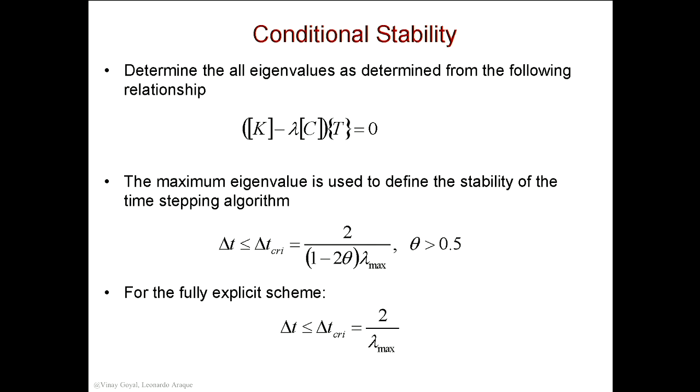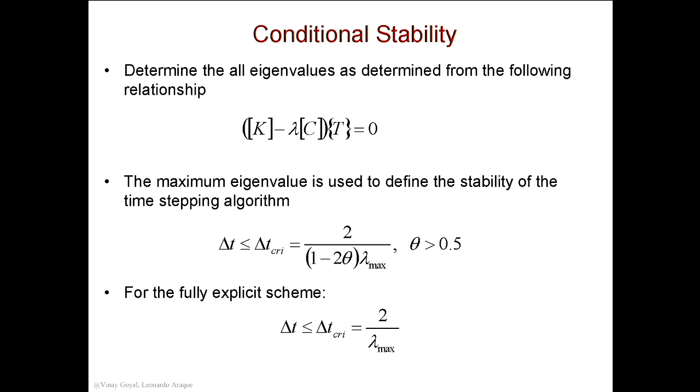Notice that for the explicit scheme, theta was 0. Remember that? So that's easy. That's 2 over lambda max. So if lambda is calculated to be 2 here, then the time step cannot be greater than 1. Otherwise, the solution will become unbounded.